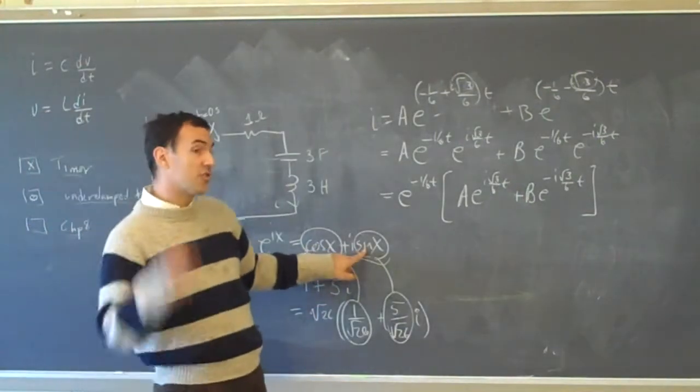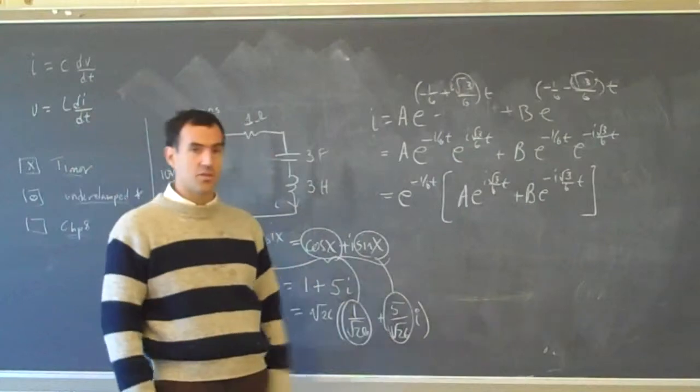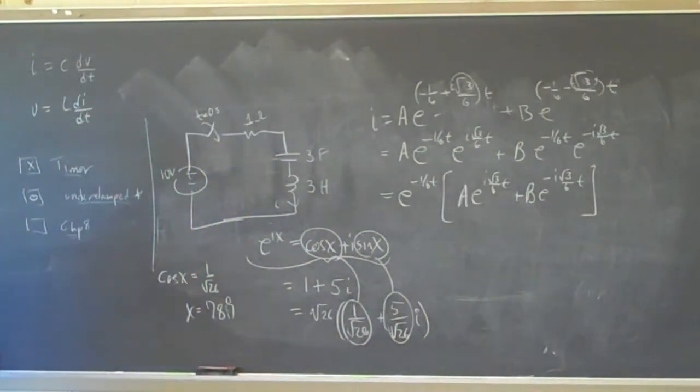What is inverse sine of 5 over the square root of 26? It better be the same, right? Let's make sure. Same thing, okay? So do I need to do it twice to find x? No, I pick one or the other and I can get x.